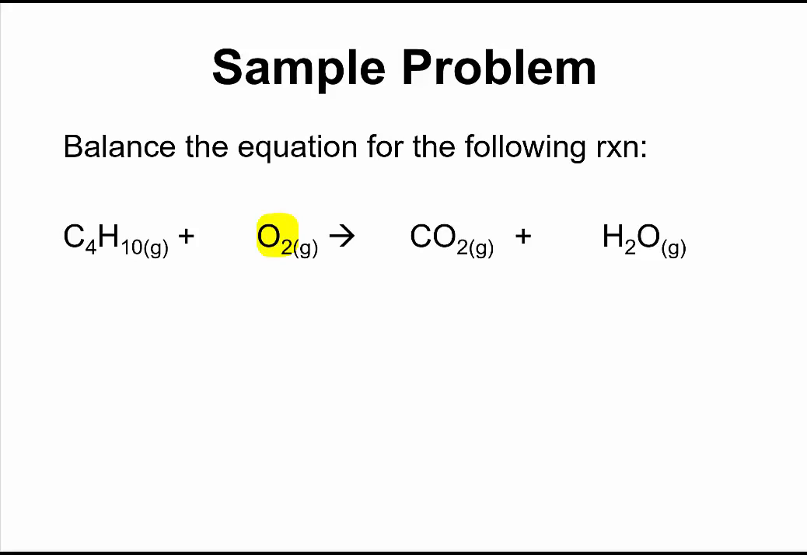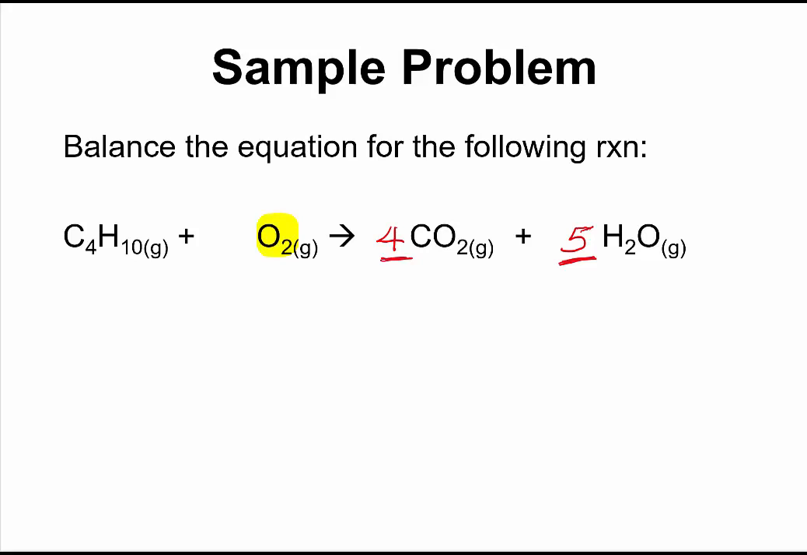Now, we have 4 carbon atoms on the reactant side. If we place a 4 as the coefficient here, now we have 4 carbon atoms on both sides. Now let us go to hydrogen. We have 10 hydrogen atoms on the reactant side, but we have only 2 on the product side. If we place a 5 as the coefficient of the H2O, now hydrogen is balanced on both sides.